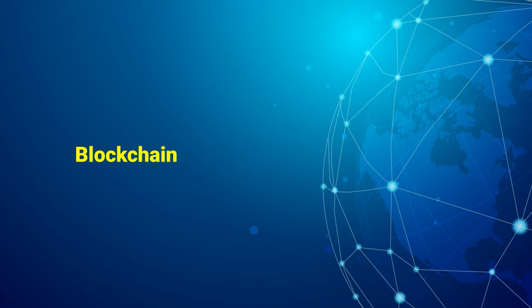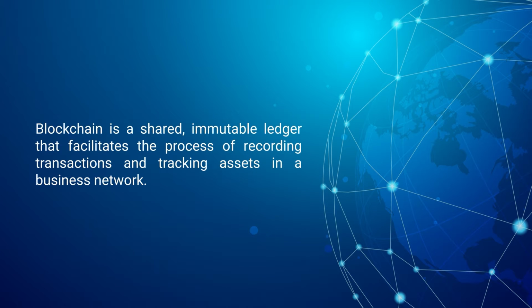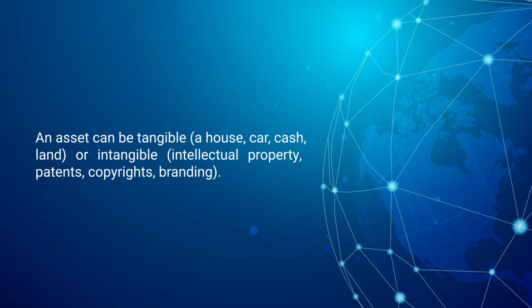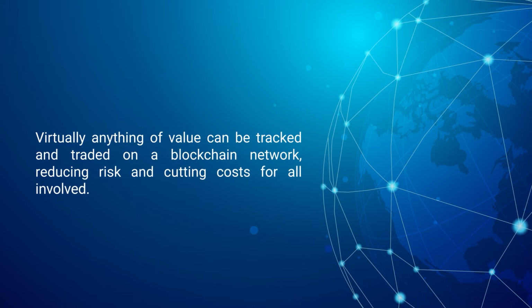So what is the definition of a blockchain? Blockchain is a shared immutable ledger that facilitates the process of recording transactions and tracking assets in a business network. An asset here can be tangible, maybe a house, car, cash, land, or intangible like intellectual property, patents, copyrights, branding, etc. Virtually anything of value can be tracked and traded on a blockchain network, reducing risk and cutting costs for all involved.